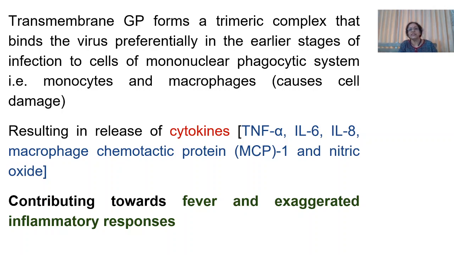Because of cell damage, there is a release of cytokines. There are various types of cytokines released upon infection of these macrophages: TNF-alpha, IL-6, IL-8, macrophage chemotactic protein MCP1, as well as nitric oxide. They are released at this stage, and these are responsible for the increase in temperature. That is, they contribute towards fever and exaggerated inflammatory responses.